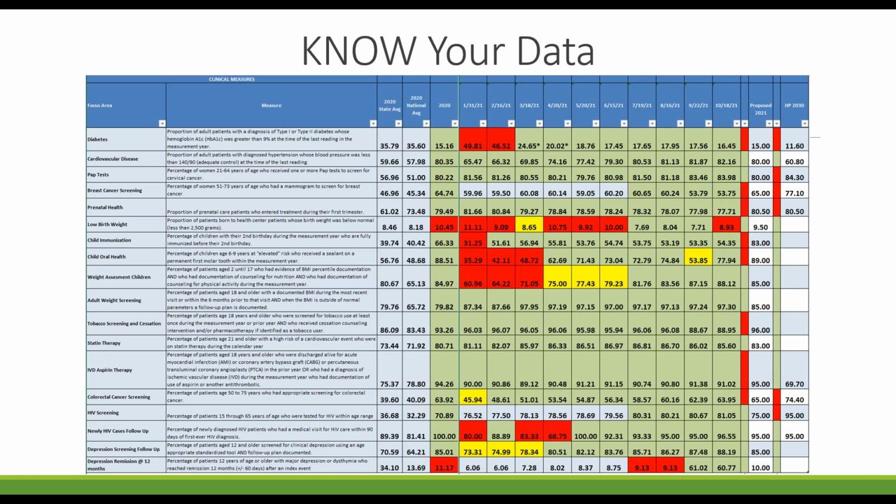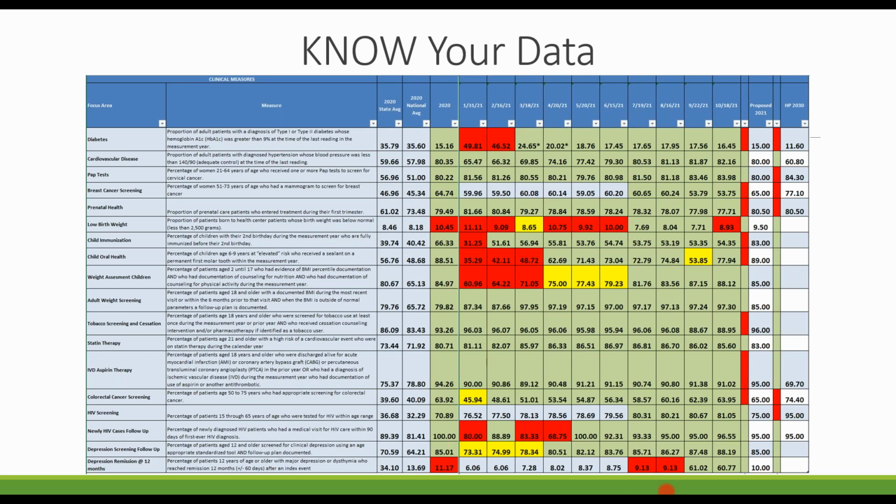Depression remission is the very last measure at the bottom. And you'll see some colors. If there's a state and national average, there will be a color in the box. If the box is green, it means that we surpassed both the state and national average. If it's yellow, it means that we surpassed one or the other, the state or the national, but not both. And if it's red, it means that we're below the state and national averages.